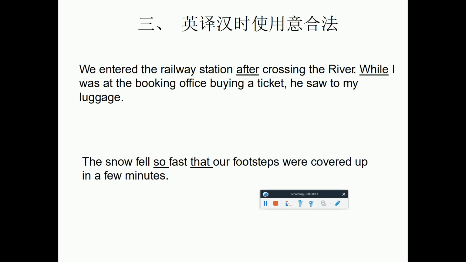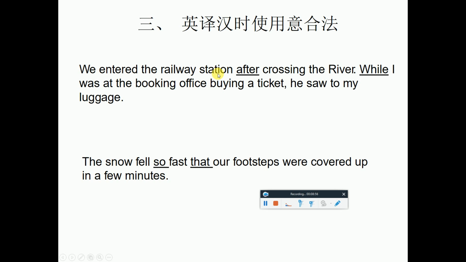If we translate an English sentence into Chinese, we also need to keep this in mind. And sometimes we omit the conjunction. And this is also related to another technique we are going to learn called addition-omission. For example, we entered the railway station after crossing the river. While I was at the booking office buying a ticket, he saw to my luggage.